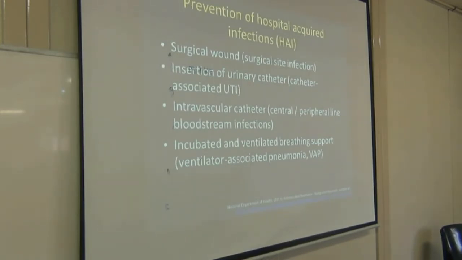Prevention of hospital-acquired infections. So there are 4 or 5 types of places in the hospital where you are more likely to get an infection. And that is in surgery for a surgical wound. If you are inserting a urinary catheter, any intravascular catheter, like a central or peripheral line, and if you are intubating people or if they are on a ventilator. These are very common things that cause hospital-acquired infections. And we know that a hospital-acquired infection or a nosocomial infection is a bad one.